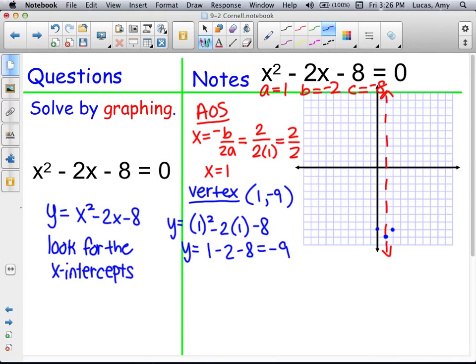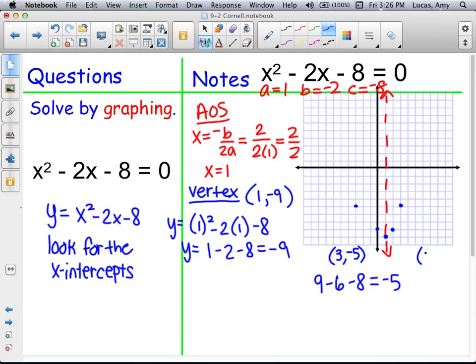So what I'm going to do is I'm going to say x equals 1, 2, 3. I'm going to plug in 3. So if I plug in 3 for x, I need to find a couple more points. So 3 squared is 9, minus 2 times 3 is 6, minus 8. 9 minus 6 is 3, minus 8 is -5. I need to find a couple more points because I need to get closer to this x-axis.